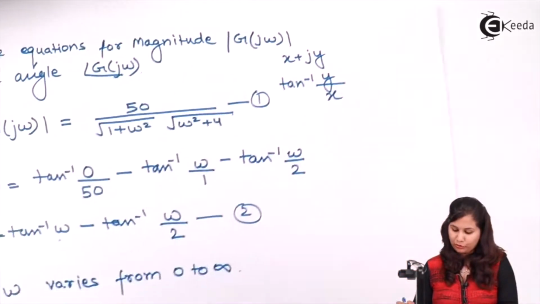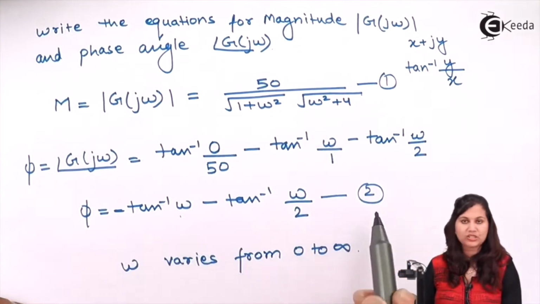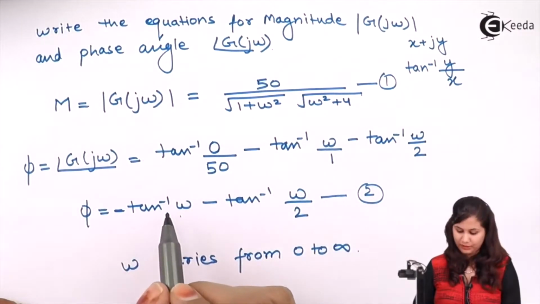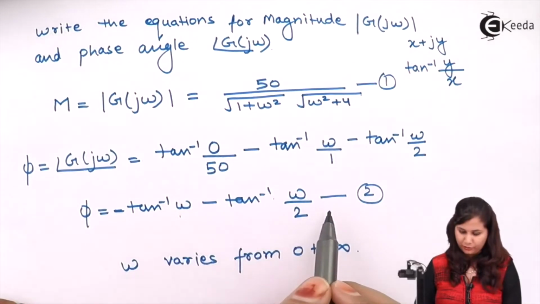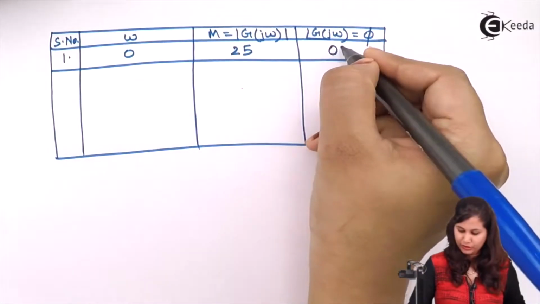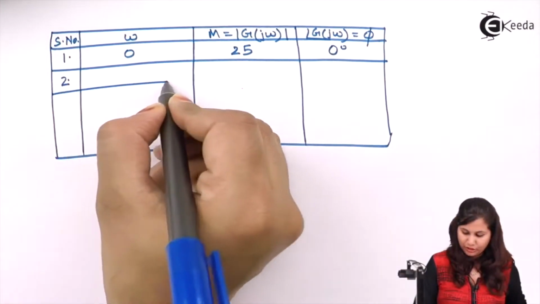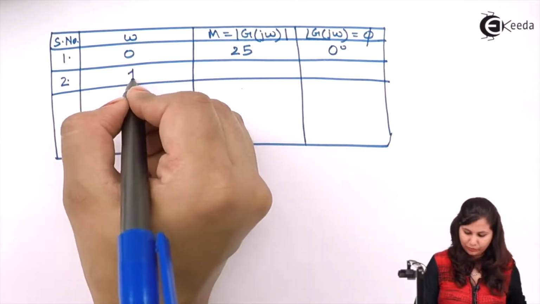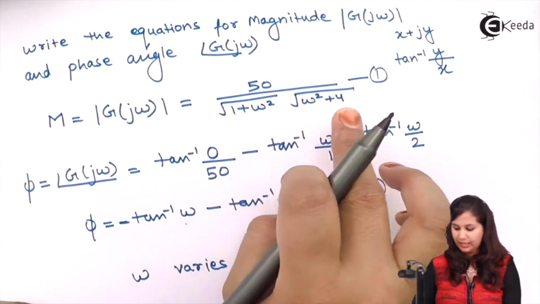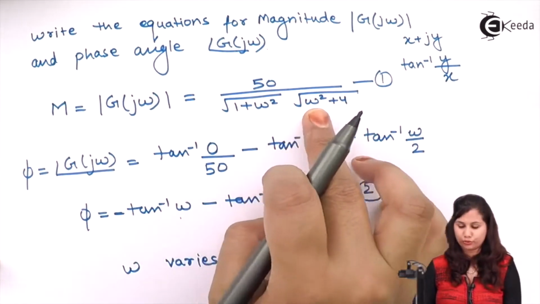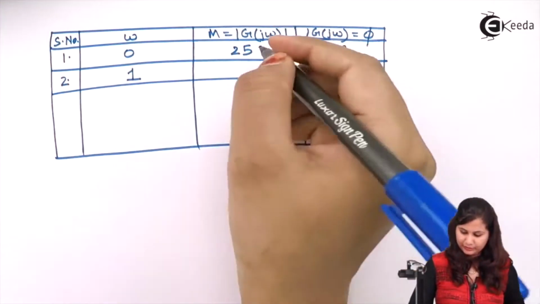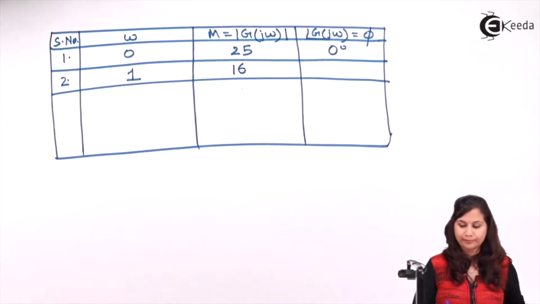Okay, now putting omega equals 0 in the second equation, the angle equation, we get minus tan inverse of 0 minus tan inverse of 0. Tan inverse of 0 is 0, so phi will be equal to 0 degrees. Now change the value of omega, let it be 1. So the magnitude will be 50 upon root of 1 plus 1, and root of 1 plus 4, that is root 5. So root 2 and root 5. If we solve this, its value will come out to be about 16.